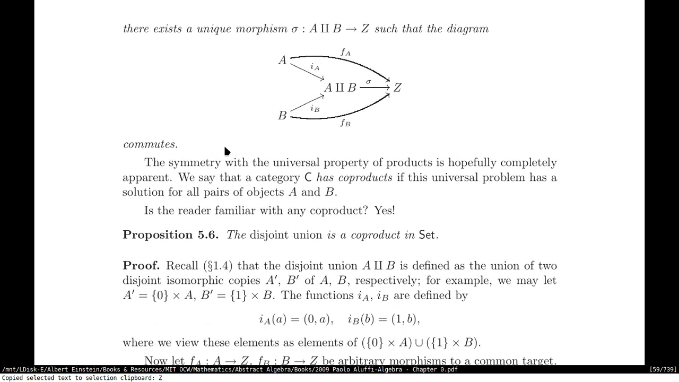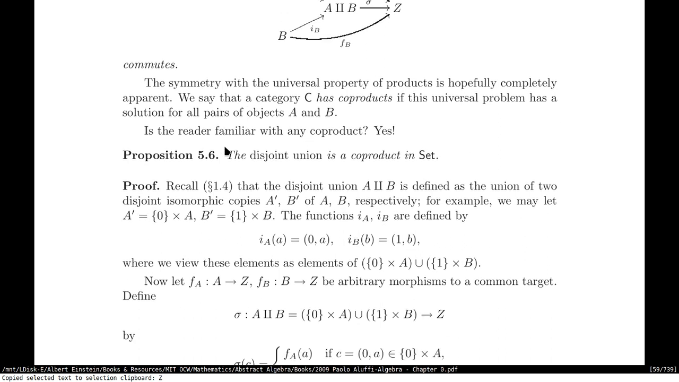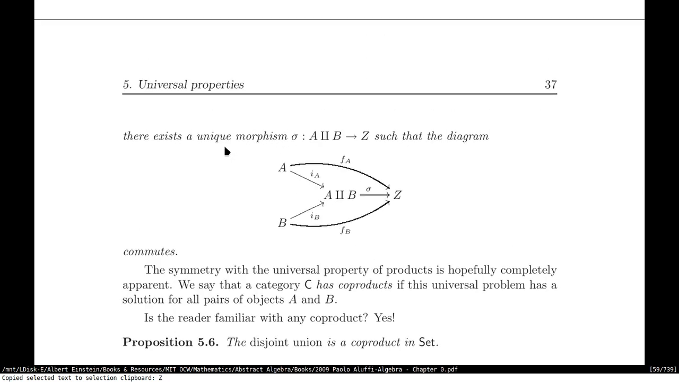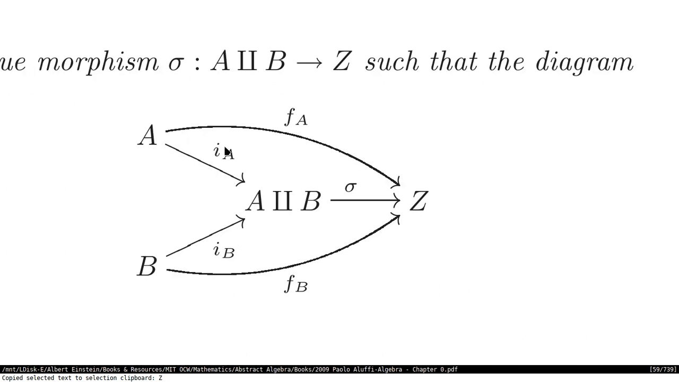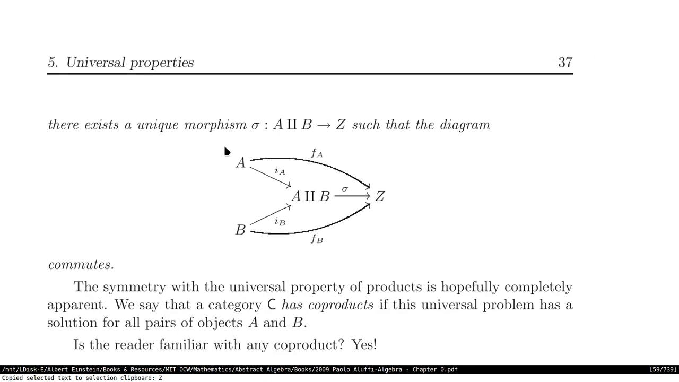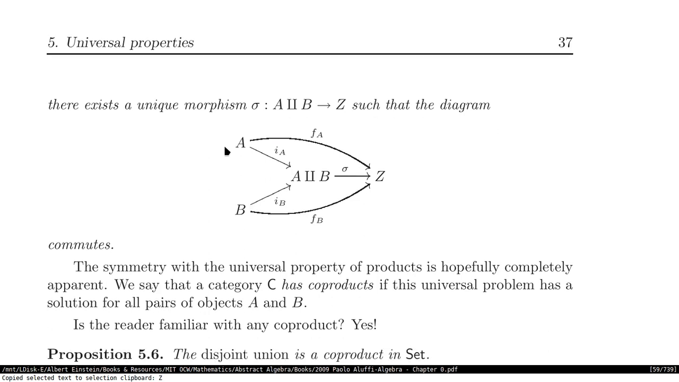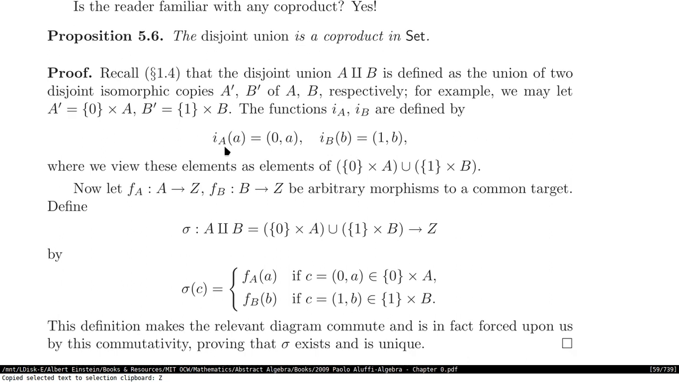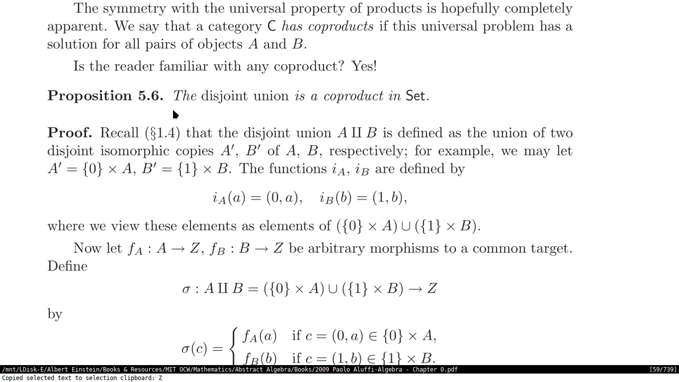Okay, so the proposition is that the disjoint union is actually a coproduct in the category of sets. Here, the symbol that we just saw normally, in the category of sets, represents the disjoint union. But here, it doesn't necessarily mean that. It just means the coproduct of two objects, right? But if we're talking about the disjoint union, then we have to prove that this actually is a coproduct.